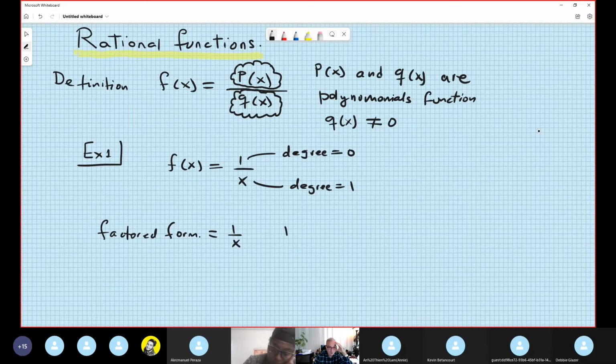And domain. Well, the only restriction I can see is when the denominator is 0. Therefore, the domain is all real numbers except 0. The bad guy is 0. It's the restriction. That's it. End of story. Do you understand this?